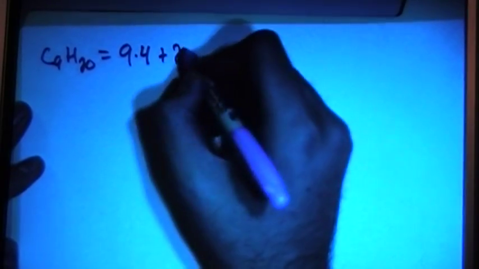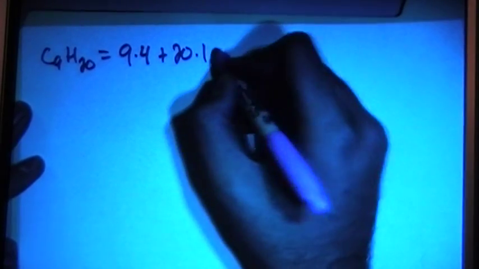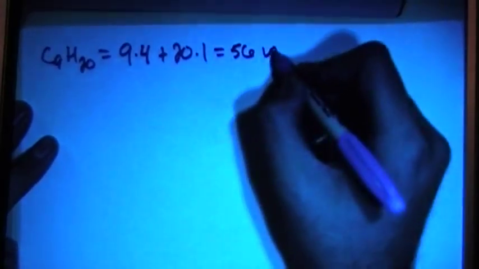We've got C9H20, which is the chemical formula for nonane, and this is going to give us 9 carbons, each with 4 valence electrons, plus 20 hydrogens, each with 1 valence electron. It's going to give us a total of 56 valence electrons.